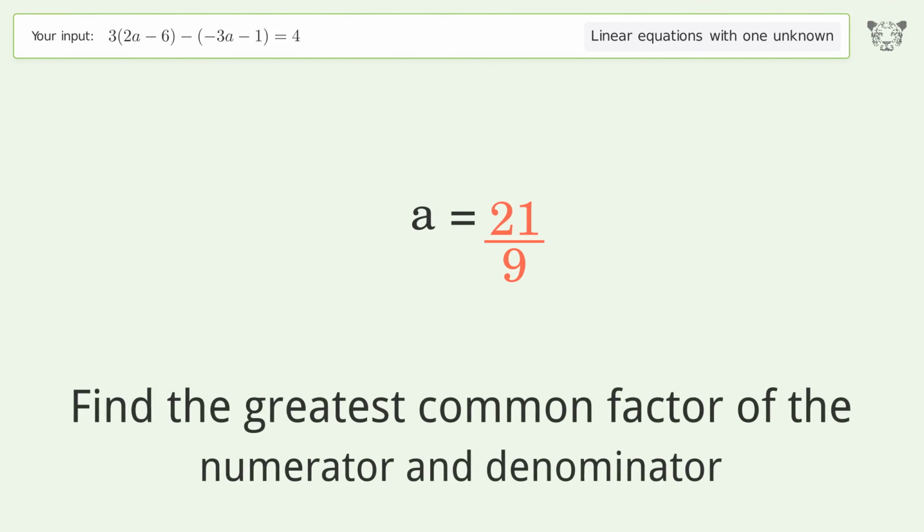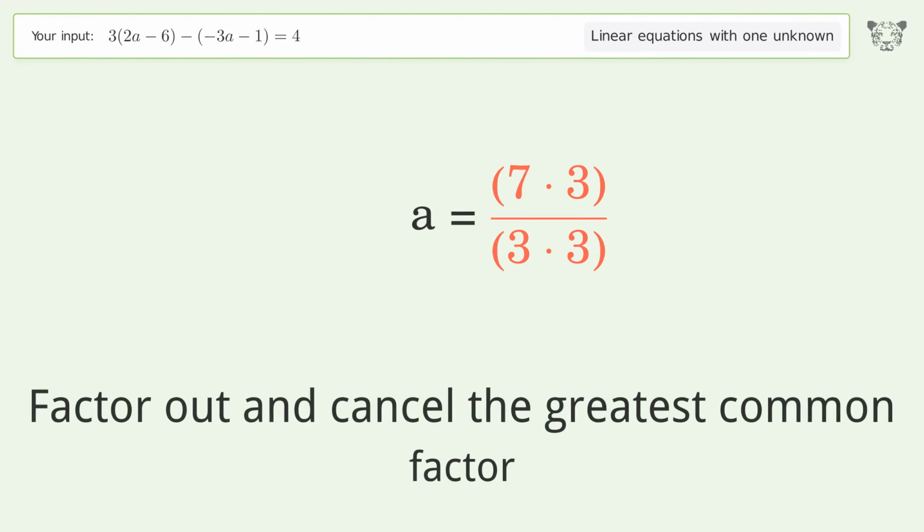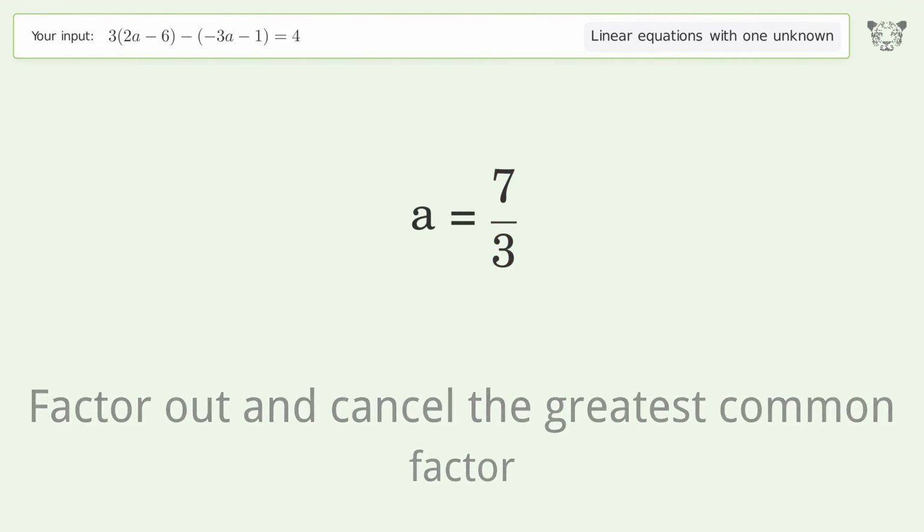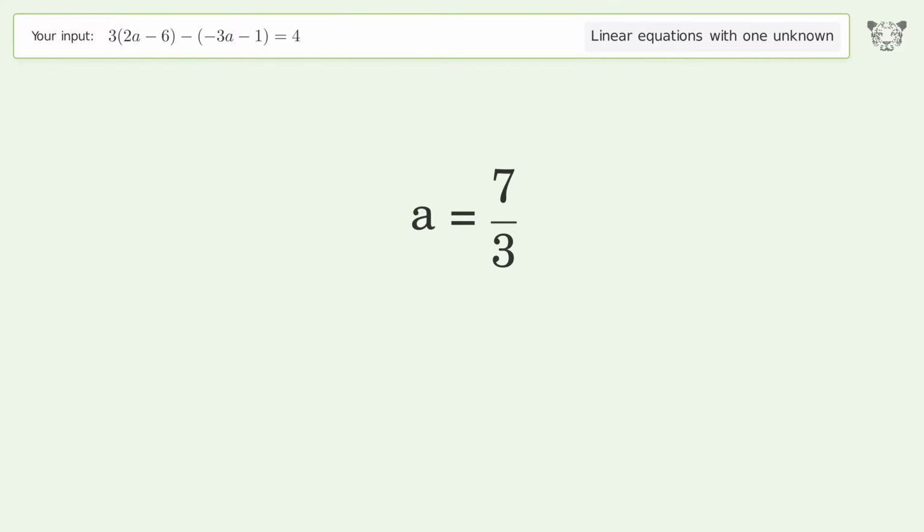Find the greatest common factor of the numerator and denominator. Factor out and cancel the greatest common factor. And so the final result is a = 7/3.